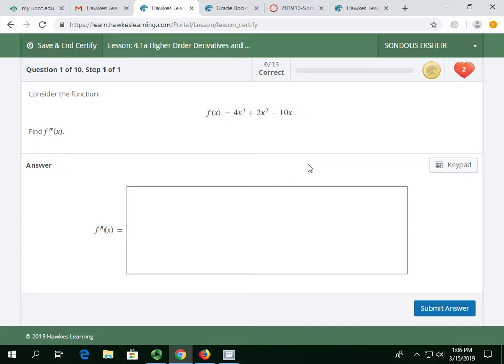This one is f of x, you're given your problem, is equal to 4x cubed plus 2x squared minus 10x. You with me? This is your function. They asked me to find the second derivative. But to be able to find the second derivative, I've actually got to find the first derivative.